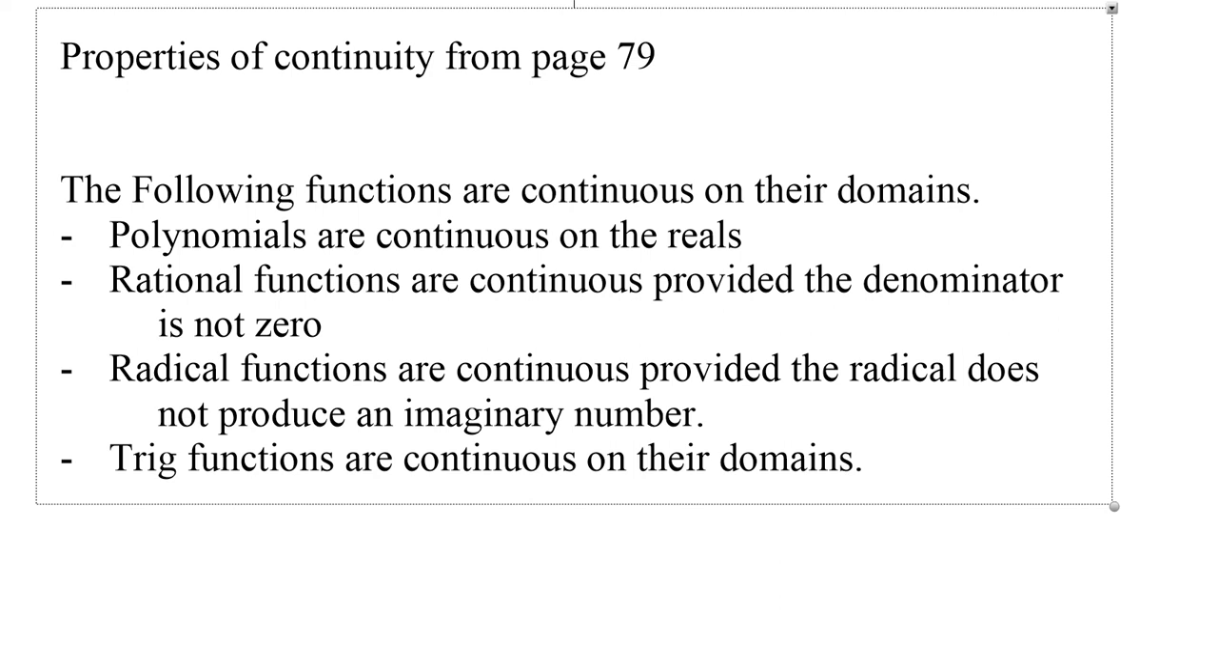A rational function is continuous again on its domain, but where doesn't the domain exist? Where the denominator is equal to 0. So anywhere where you have a division by 0 is going to be a discontinuity. Radical functions are continuous everywhere, provided that the radical does not produce an imaginary number. So you can't take the square root or the fourth root of a negative number, and that would be a discontinuity. And trig functions are continuous on their domains.